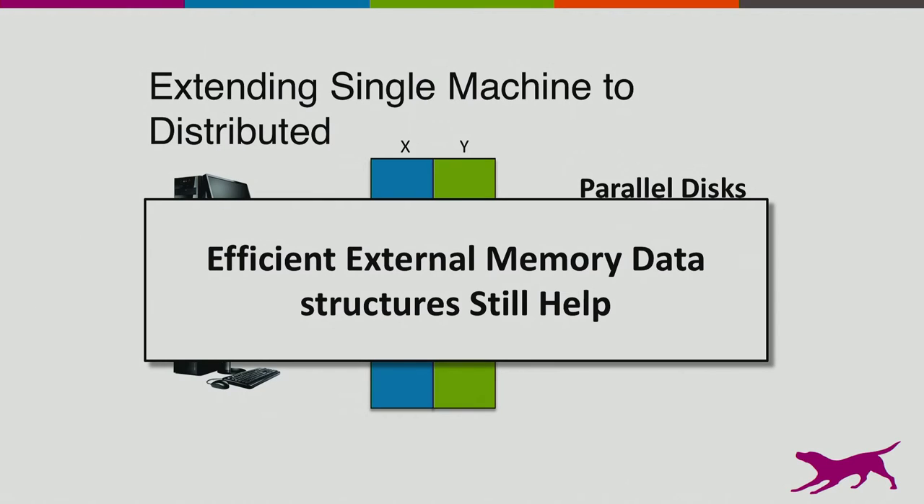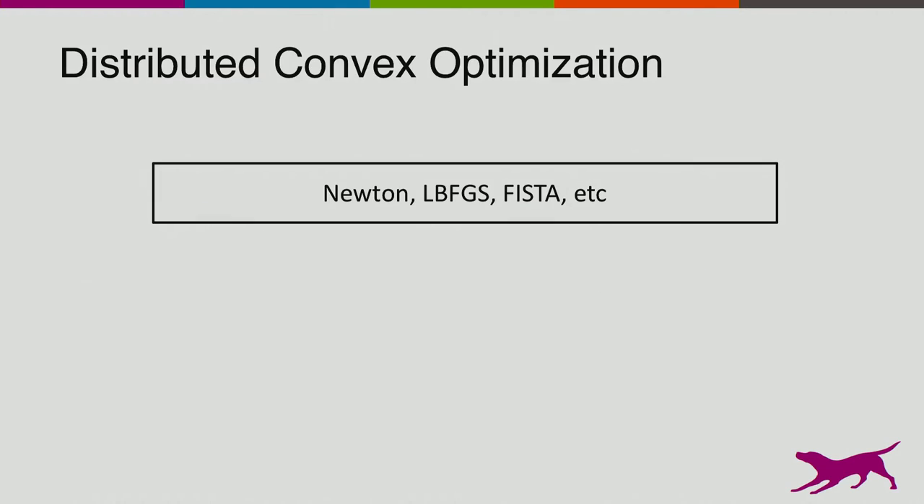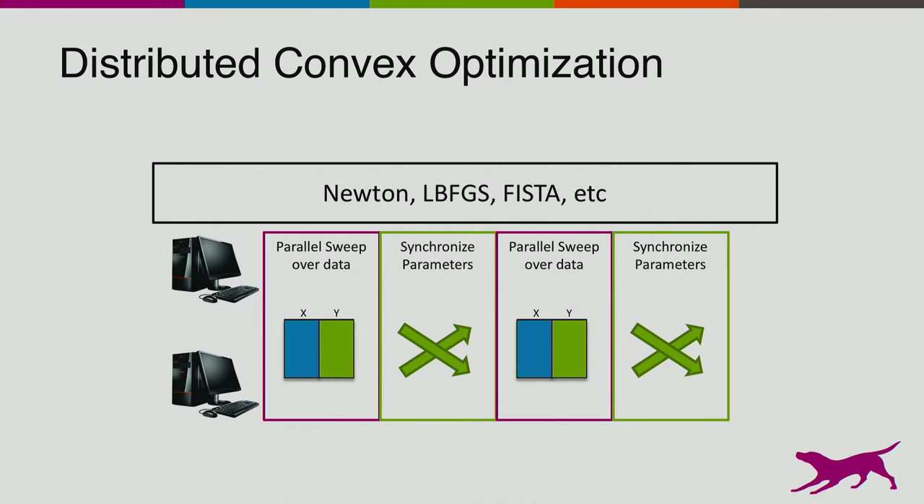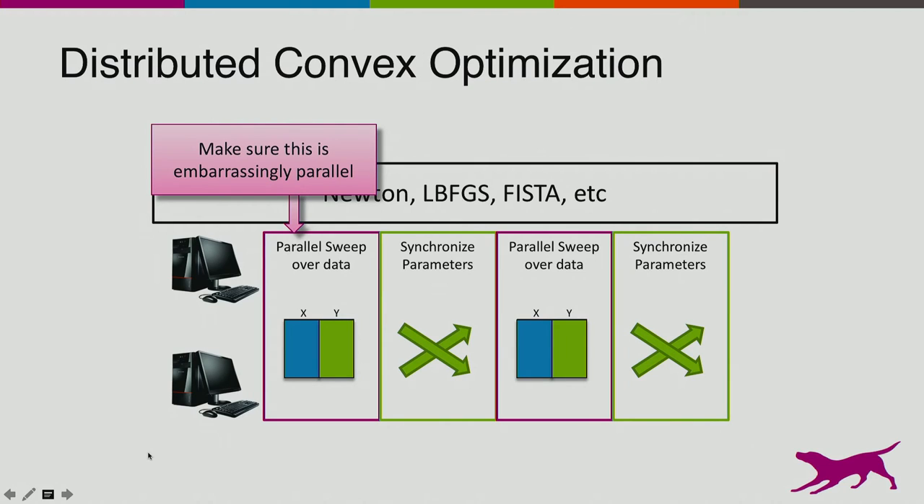But a lot of machine learning algorithms are not embarrassingly parallel like this. For example, in distributed convex optimization, like the Newton algorithm, LBFGS, or gradient descent, you do a parallel sweep over the data to compute a gradient, and then you exchange the parameters to synchronize, and you do this over and over again. So in addition to having an efficient external memory data structure to speed up the first part, we also need to make sure the data is evenly split. And we also need to push the performance of the network communication layer so that the machines talk as little as possible and as quickly as possible.